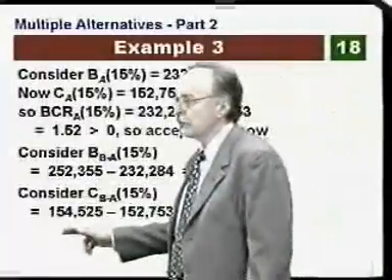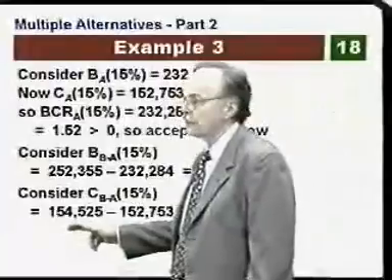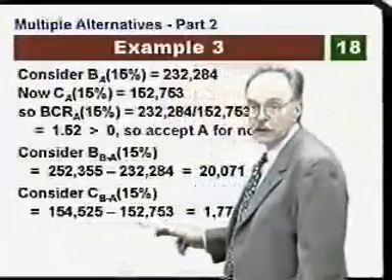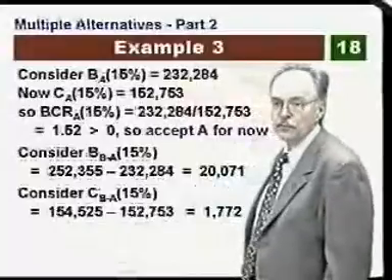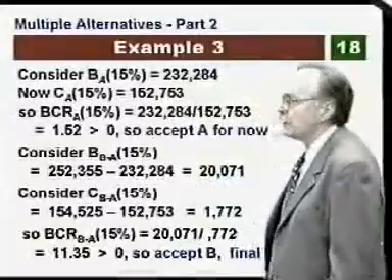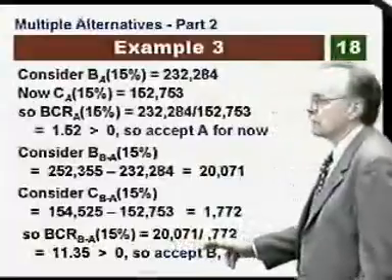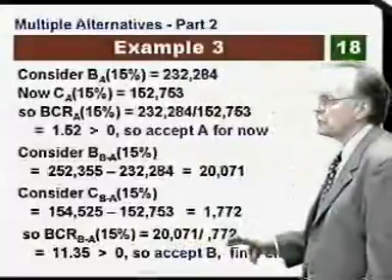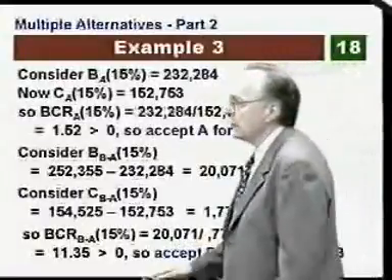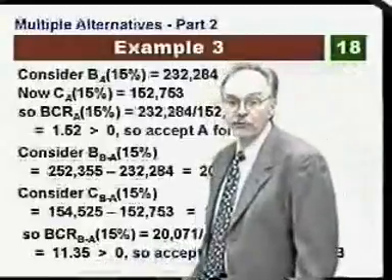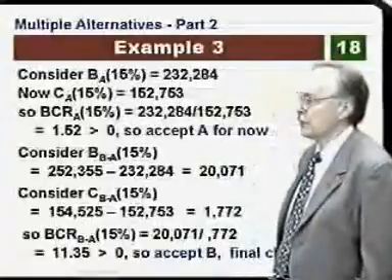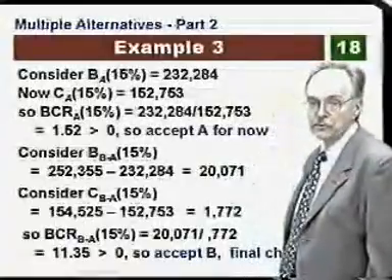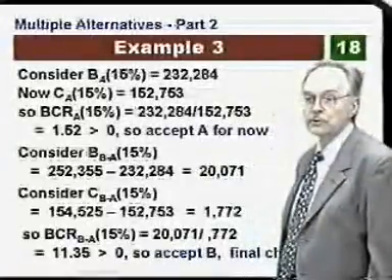Present worth of the costs for B are $154,525. Subtract from that the present worth of the costs for A, $152,753, leaving $1,772. And then we take the ratio of that, 20,071 divided by 1,772. That gives us a ratio of 11.35. And since that's greater than 1, we accept B. That's the last of the alternatives to consider, so B is the final choice in this example.